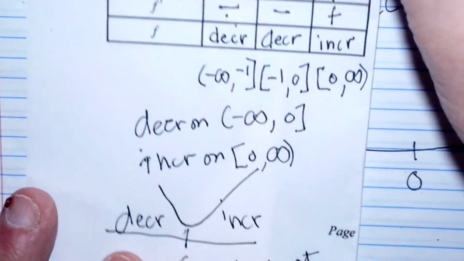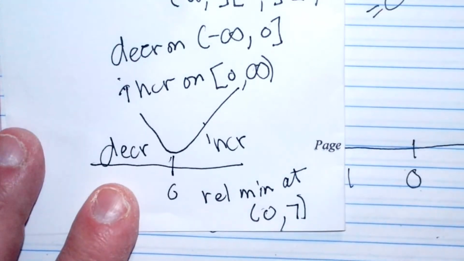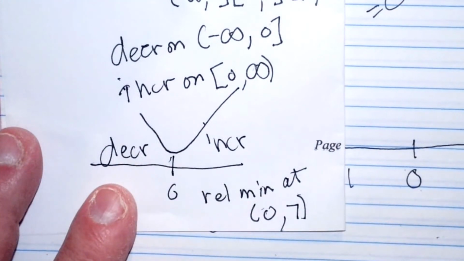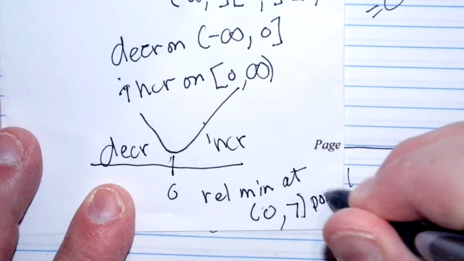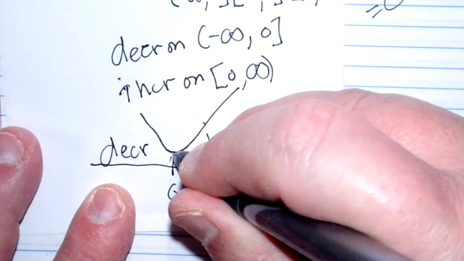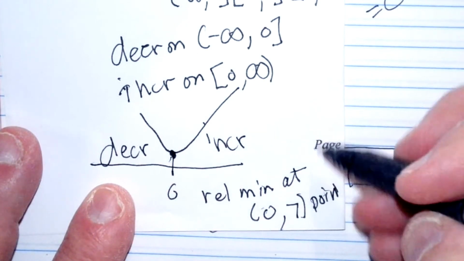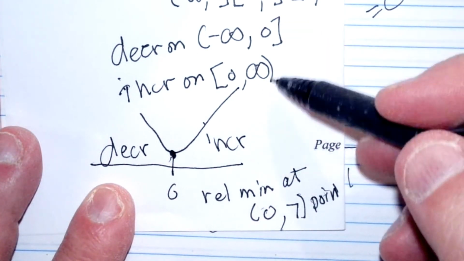So, I know that this point notation and interval notation can get kind of confusing. This is a point. This is a point on the graph. And then these things up here are intervals.